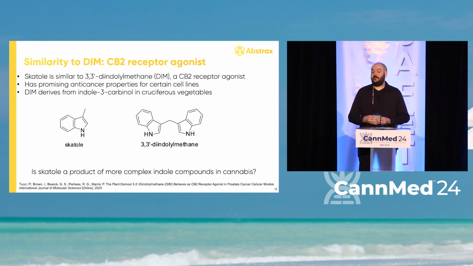And just another interesting piece about these: skatole is very similar to 3,3'-diindolylmethane. It's a CB2 receptor agonist. That specific compound has promising anti-cancer properties for certain cell lines. It also is found in various vegetables. What that compound is, is two skatoles bonded together. So maybe skatole has some impacts for different aspects of cannabis, whether it's the mood effects or medicinal properties.